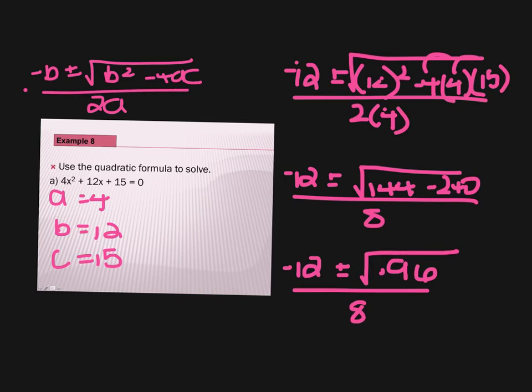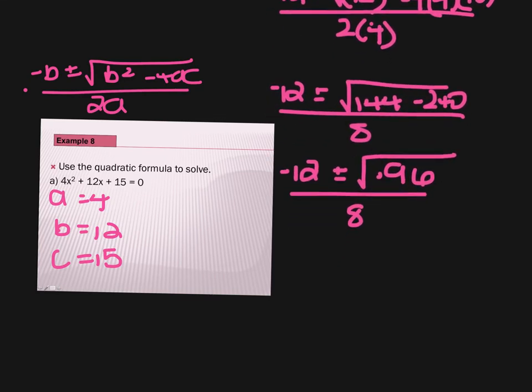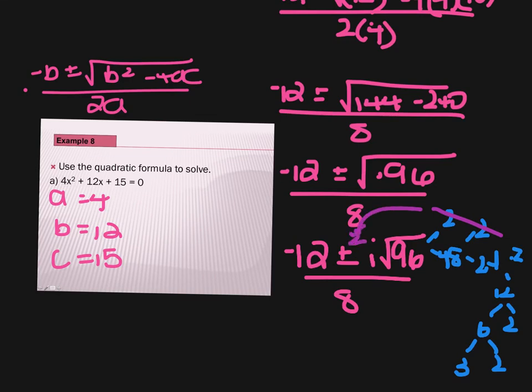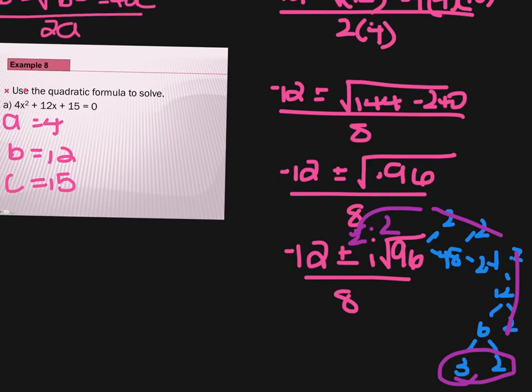So I take out the i, making this negative 12 plus and minus i root 96 over 8. And then I want to break that 96 down. So 96 breaks down into 2 and 48, which is 2 and 24, which is 2 and 12, 2 and 6, 2 and 3. And then for each pair of 2's, one of the 2's goes to the outside with the i. So this is 1, this is 2, and then the 2 times 3 doesn't have a match, so it would stay underneath.